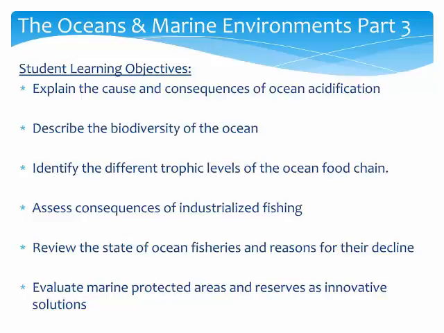The student learning objectives of this mini lecture are: explain the cause and consequences of ocean acidification, describe the biodiversity of the ocean, identify the different trophic levels of the ocean food chain, assess consequences of industrialized fishing, review the state of ocean fisheries and reasons for the decline, and evaluate marine protected areas and reserves as innovative solutions.